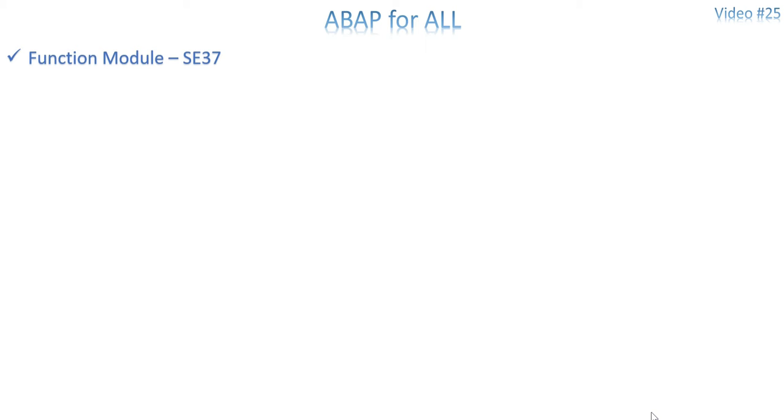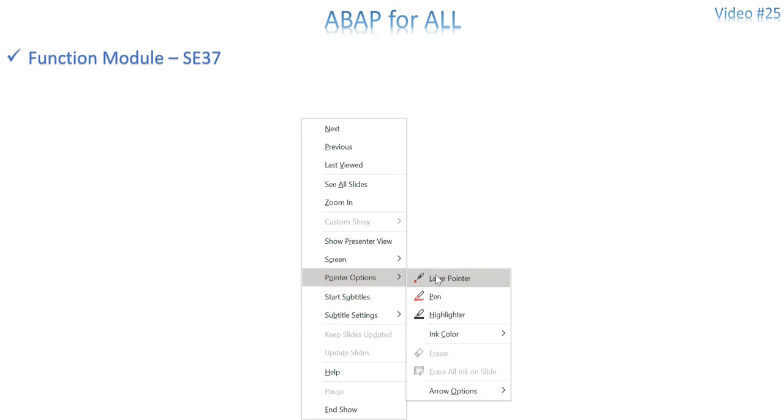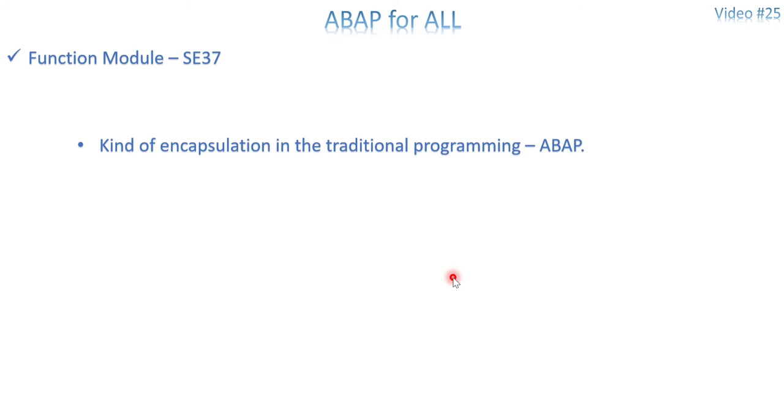So we'll see a few points about the function module initially, then we'll go to how we create a function module. So the first point is, it's a kind of encapsulation in traditional programming. You know about encapsulation, normally we use this terminology in object-oriented programming. Encapsulation means you connect your data and your functionality in the same place. That is what function group is about to achieve in a traditional way.